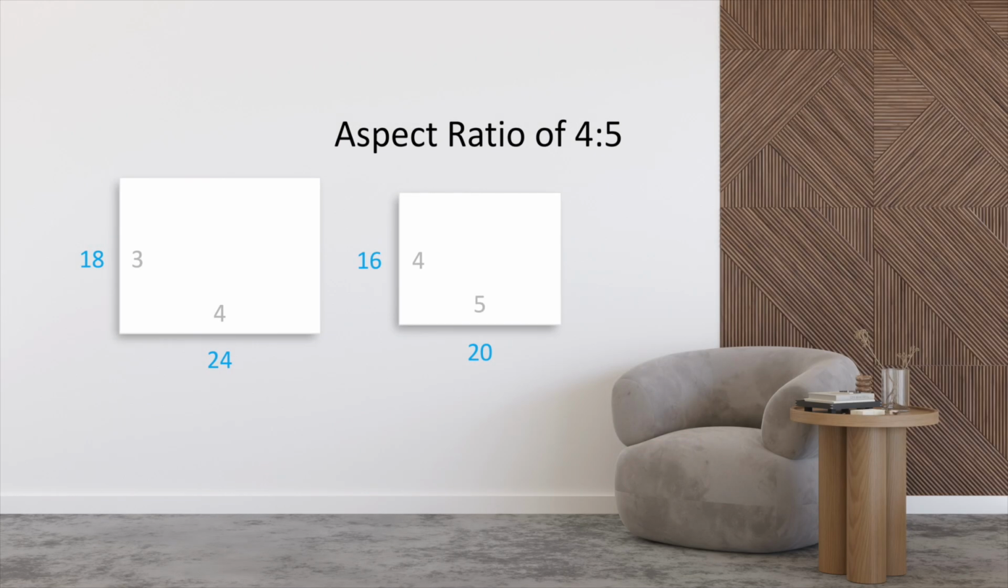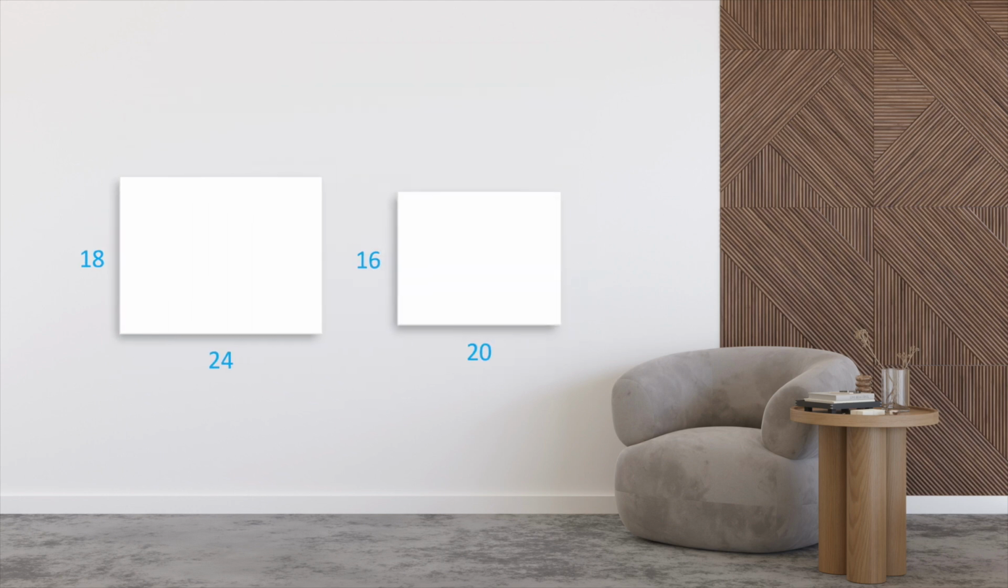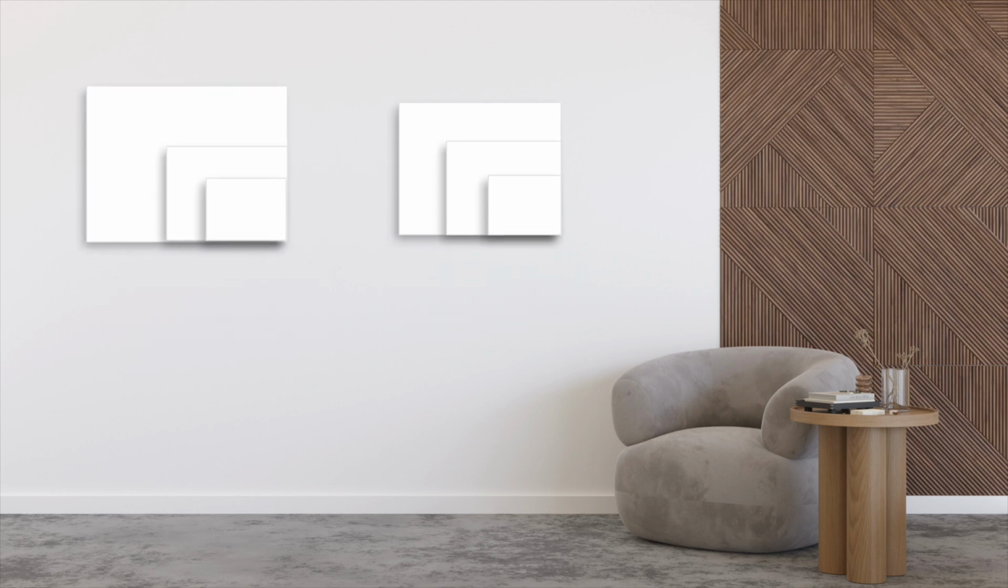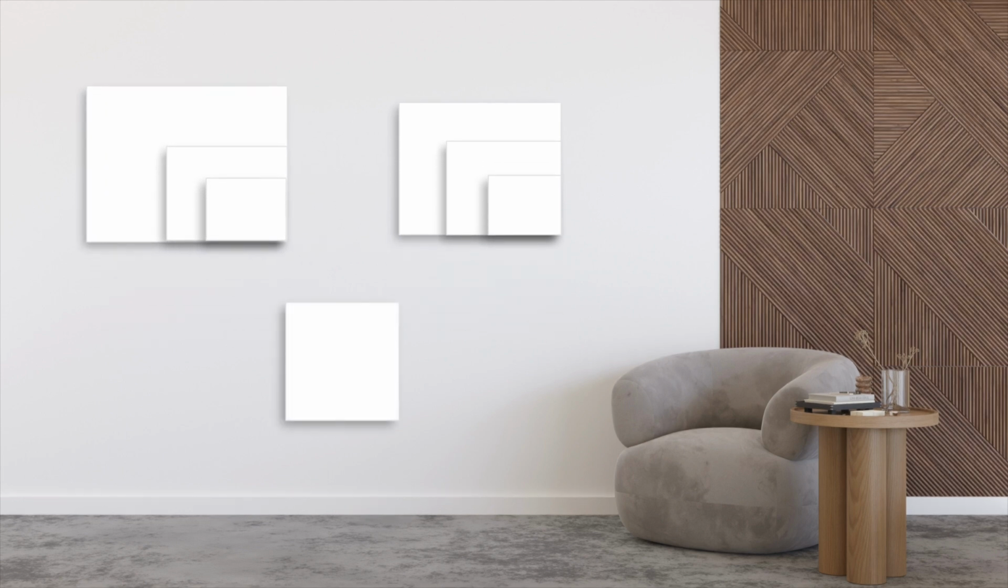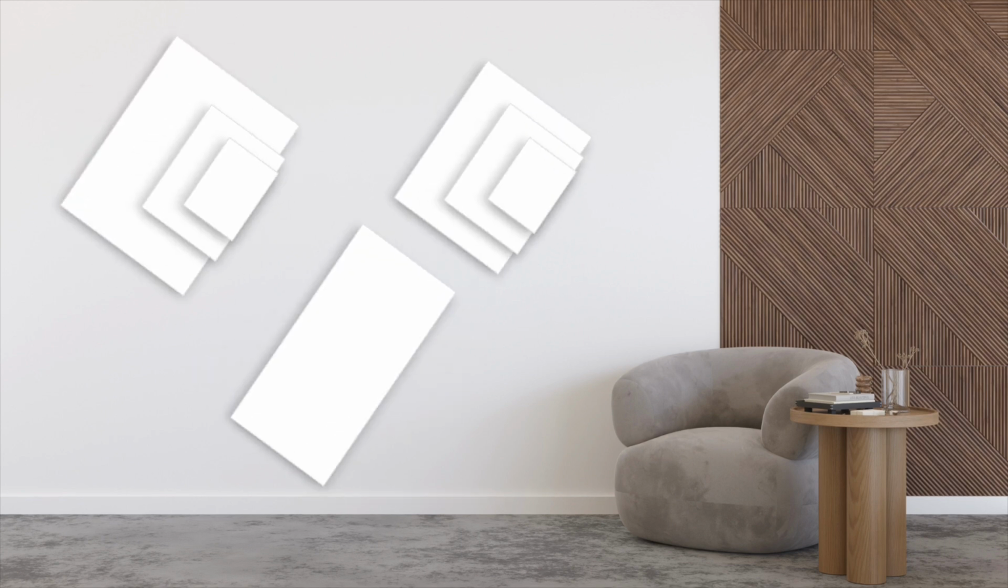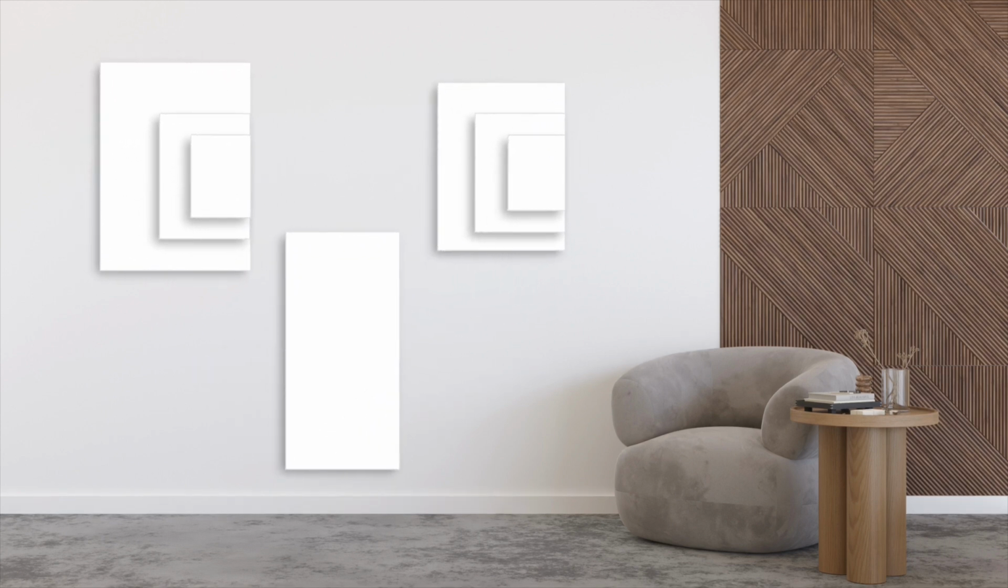A 16 by 20, on the other hand, has an aspect ratio of 4 to 5. It's a little more square than the other two, and would have its own set of similarly scaled sizes. You'll notice that some sizes are wider or taller than others. You can go from a square with even sides to one that's wider, to one that's even wider still, all the way up to what would be a panoramic orientation. And these can all be turned on their side to sit vertically.